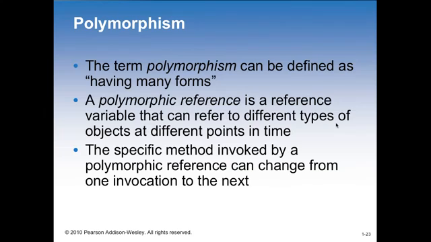So if you're not familiar with the concept, the term polymorphism can be defined as having many forms. It transforms from one form to another form, and it can be of many forms. A polymorphic reference is a reference variable that can refer to different types of objects at different points in time. It's kind of like the cin and the cout in C++. We can cout anything, it doesn't matter what type it is. It prints something to the screen for us, and vice versa. It's polymorphic behavior. The specific method invoked by the polymorphic reference can change from one invocation to another. It doesn't always have to be the same reference.